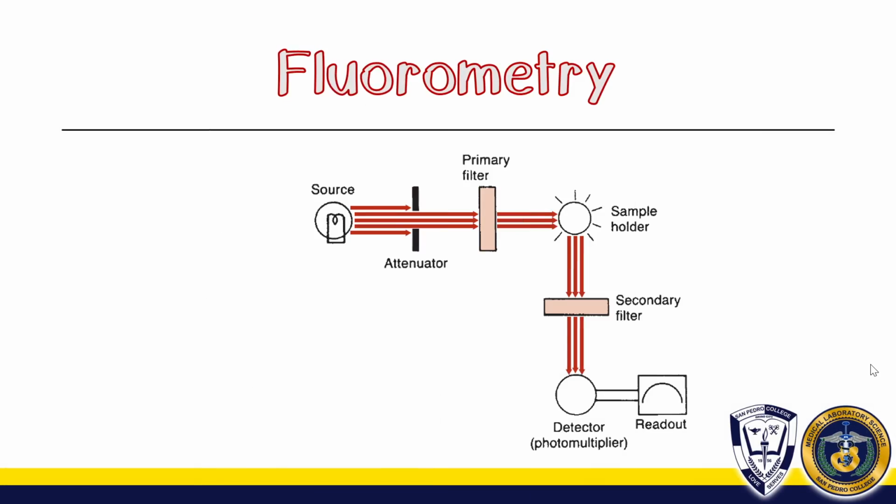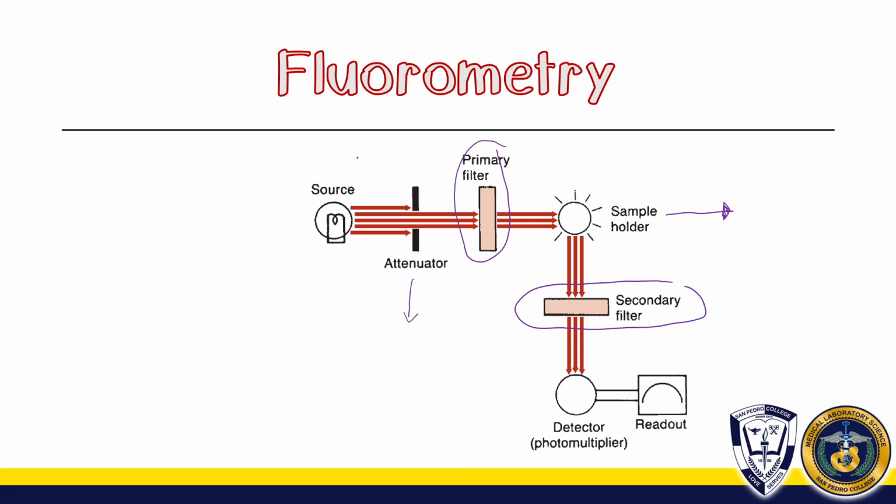So, if we try to draw your fluorometry, this is its setup. Again, you have the primary filter here and your secondary filter is positioned at a 90-degree angle. So maybe you are wondering, ma'am, what is an attenuator? Attenuator is just another term for your entrance slit. Now, it is positioned at 90 degrees, ma'am, so it is not directly in line with the secondary monochromator.